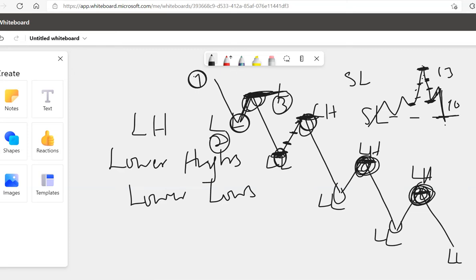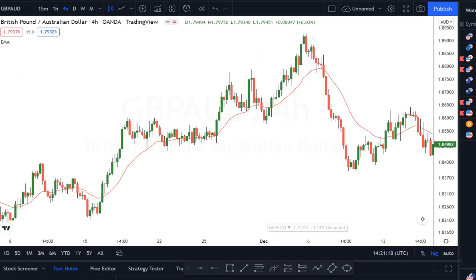Okay, so let's go to the third point of what we want to discuss today, which is connecting the line. But first of all, let's do a practical session in the chart and let's see what we are talking about here.